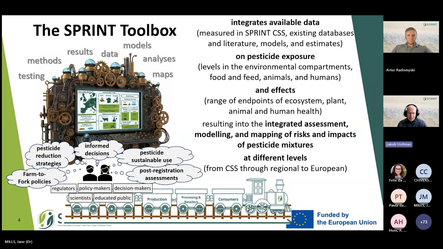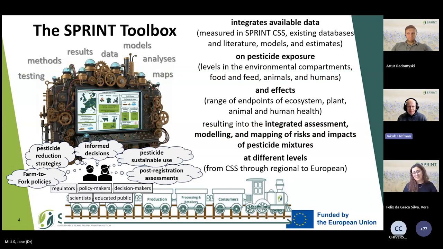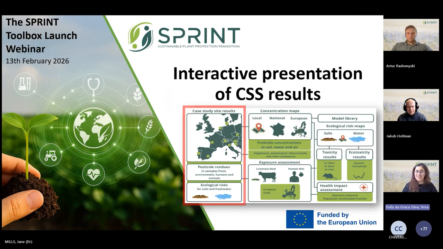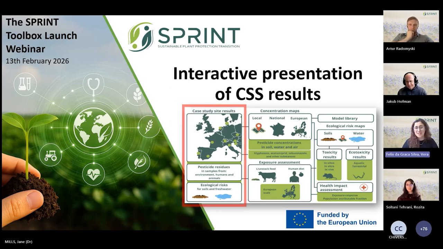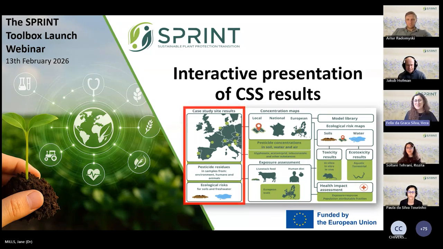So that was for the introduction, and now we can go tool by tool in 3 blocks. Thank you very much, Jakob, for this introduction and overview. Indeed, I would like, without further ado, to give the word already to Rosita and to Paula to show results that we got in the field and then in the lab. Rosita, please. Thank you, Vera.